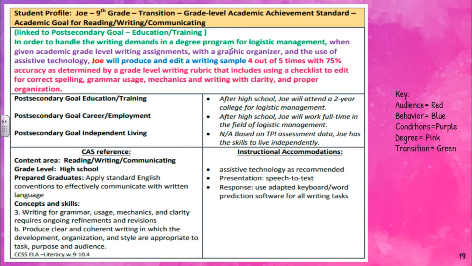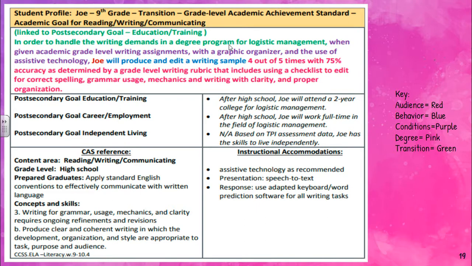For Joe, he has a goal around transition in here, and that is color-coded in green. So if you see green in the manual, it's talking about a transition goal for a secondary student. So this one is linked to a post-secondary goal.